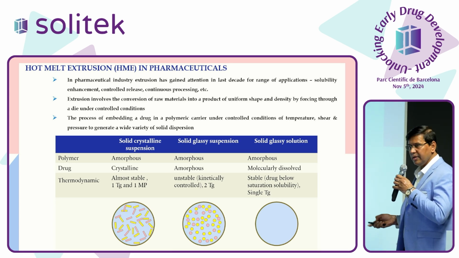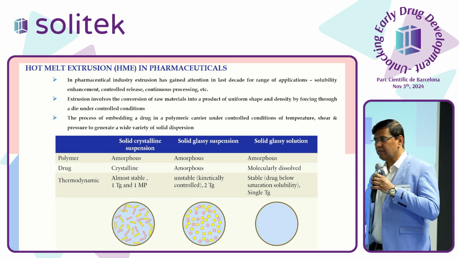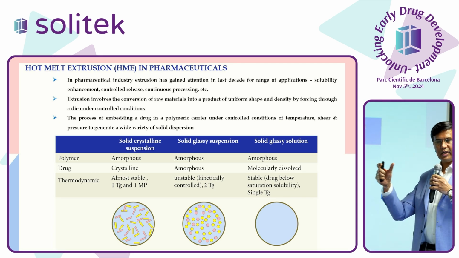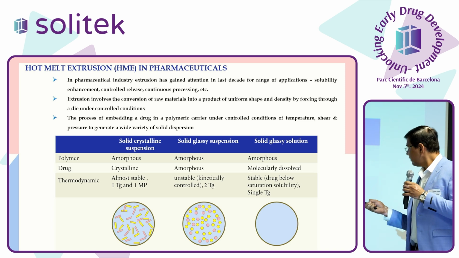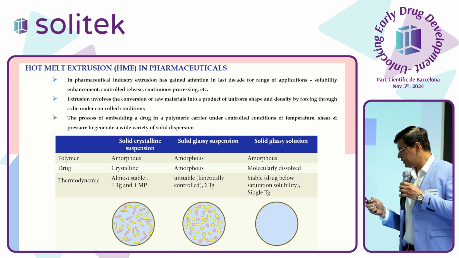So in that case, what happens? The melted polymer works as a solvent, and your drug gets completely dissolved in it, and you get a complete clear solution. That is known as the most stable formulation for hot melt extrusion.